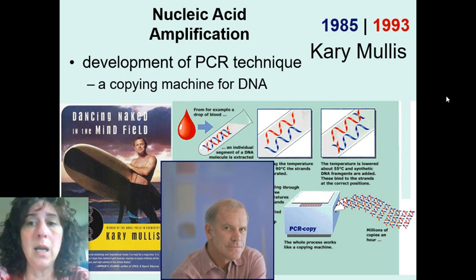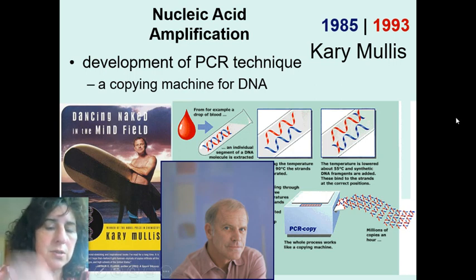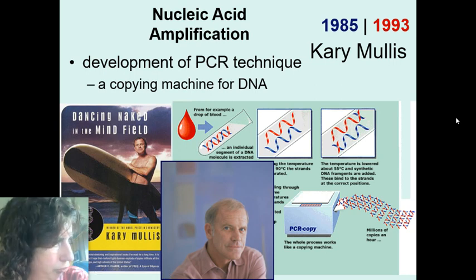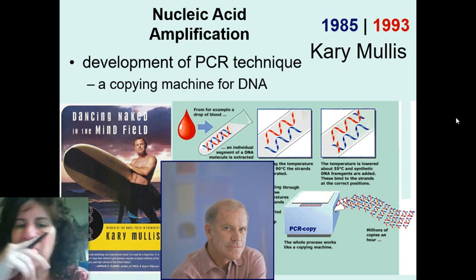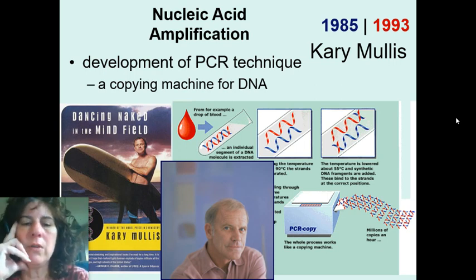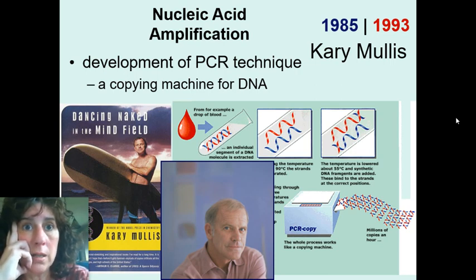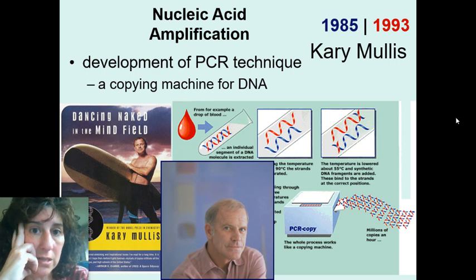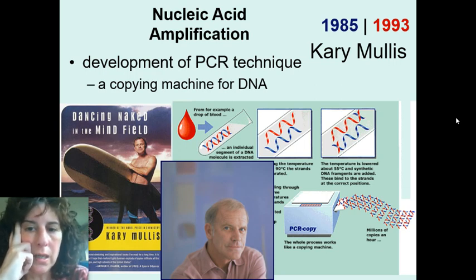In 1985, this guy that was a surfer at UC Berkeley, he was a grad student and a surfer. That's why you see him with the surfboard in his spare time. He was trying to figure out how we can make this replication thing happen outside of a cell. How can we take a piece of DNA and make a copy of it? Your cells do it all the time. Your cells make copies of DNA, so why can't we artificially do that?